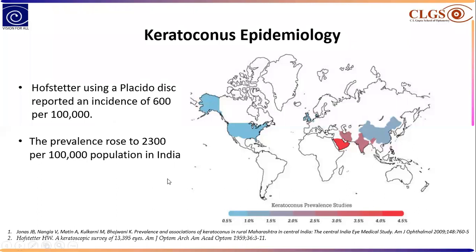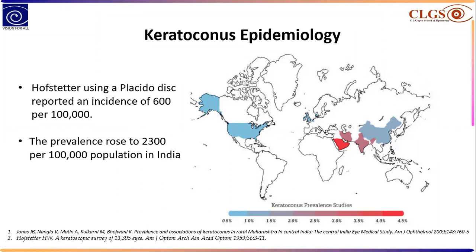Now coming back to 2015, 2009, a study done in central India. The current prevalence in India is about 2,300 per 1 lakh population. So it's a significant increase. There are many reasons for the increase in the prevalence of keratoconus. One reason could be that nowadays we have a better modality for screening keratoconus, so that we can also screen people at very early stages of the disease. That might be one reason we see more prevalence nowadays.